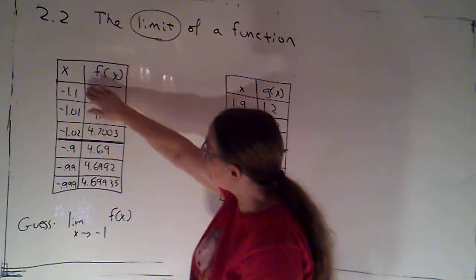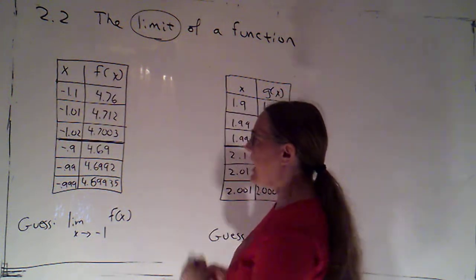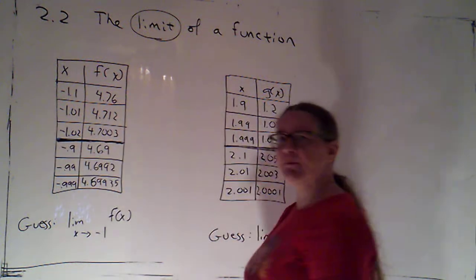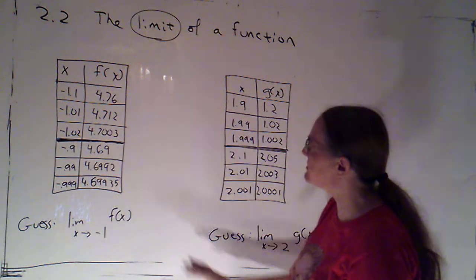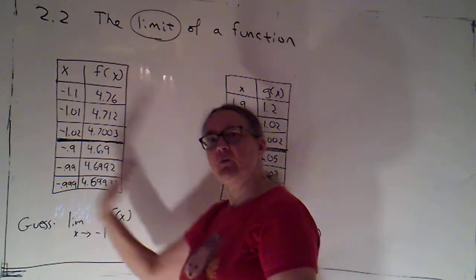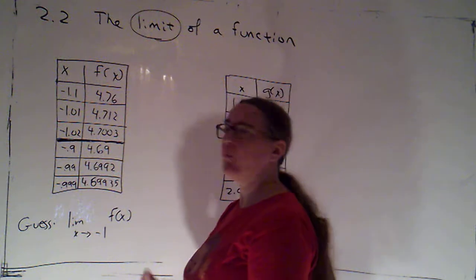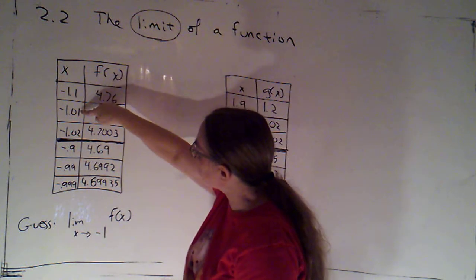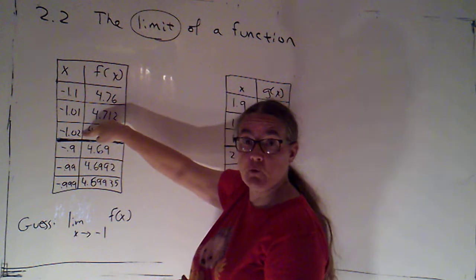So, I've chosen my x values. I put an extra thick bar here because this table comes in two different parts. Here's a sequence of x values that are a little bit smaller than -1. They would be to the left of -1, but I can see they're getting successively closer.